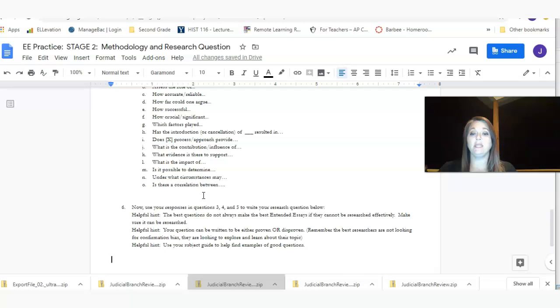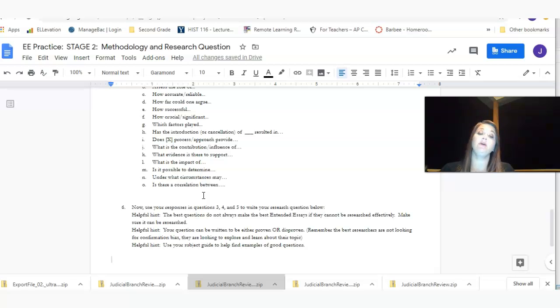Then for number 6, I want you to use your responses in questions 3, 4, and 5 to actually write your research question. And there are some helpful hints there, where the best questions don't always make the best extended essays if they can't be researched effectively, so you have to make sure it can be researched. Your question also has to be written to be either proven or disproven. Don't think you have to write it to answer it positively. A lot of students fall into that trap.